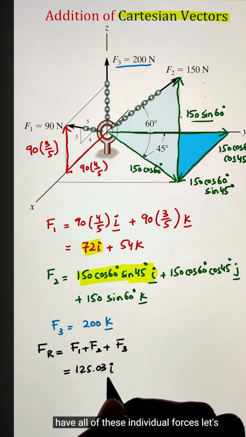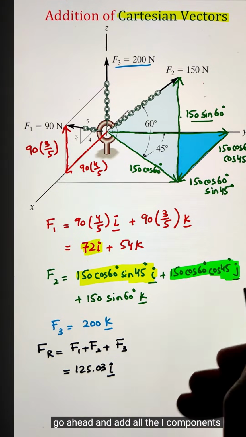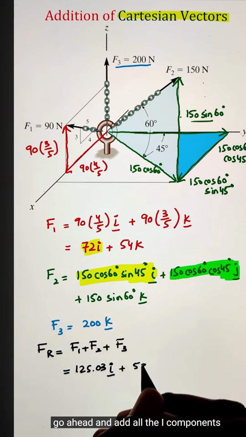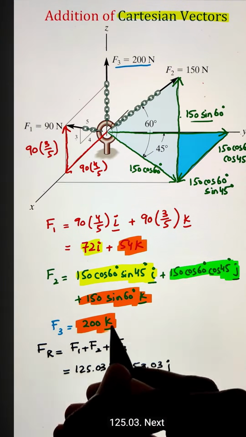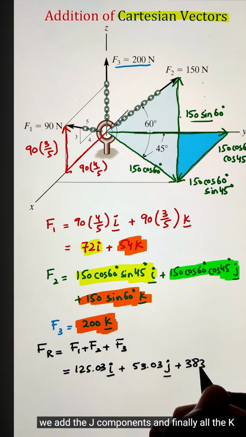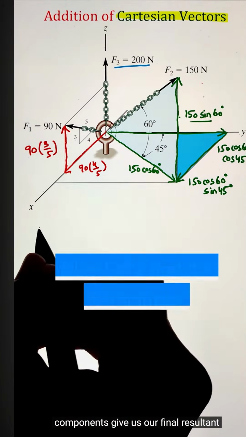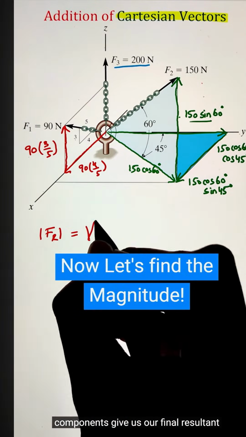Once we have all of these individual forces, let's go ahead and add all the i components together. It is giving us 125.03. Next, we add the j components, and finally all the k components give us our final resultant force.